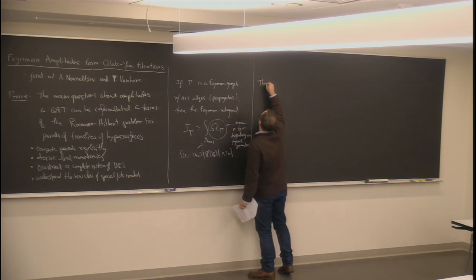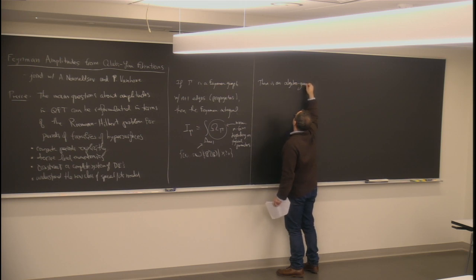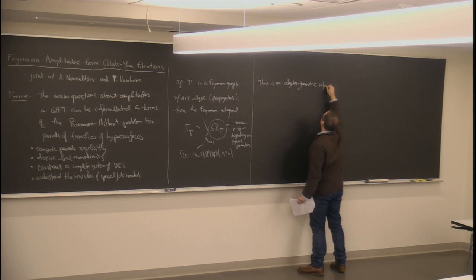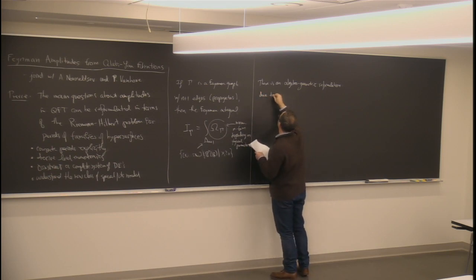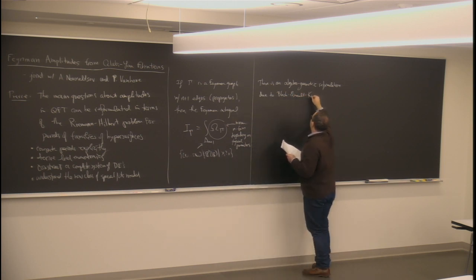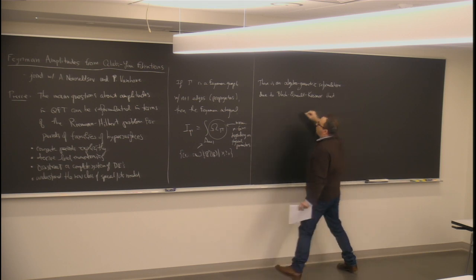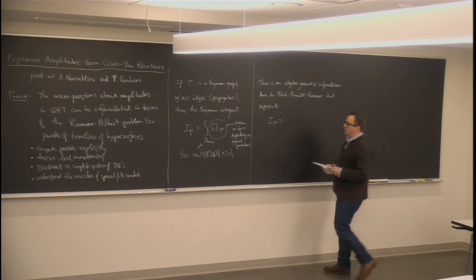Now, there is an algebro-geometric reformulation, due to Bloch and Kreimer, that represents the same I gamma as a period.